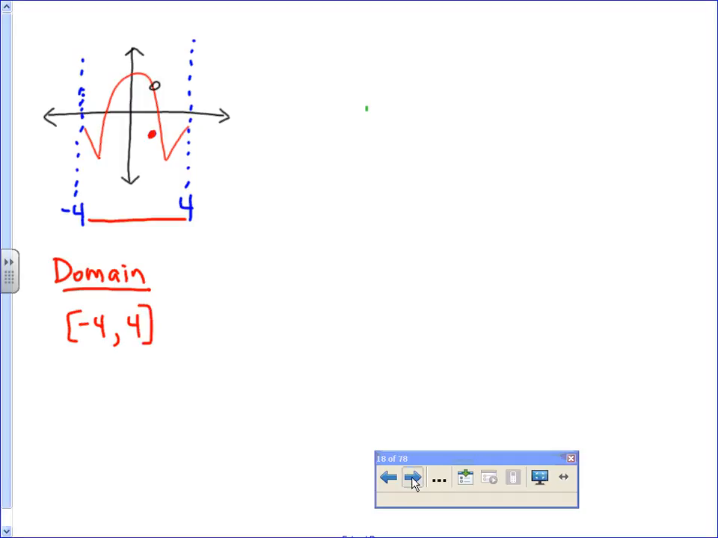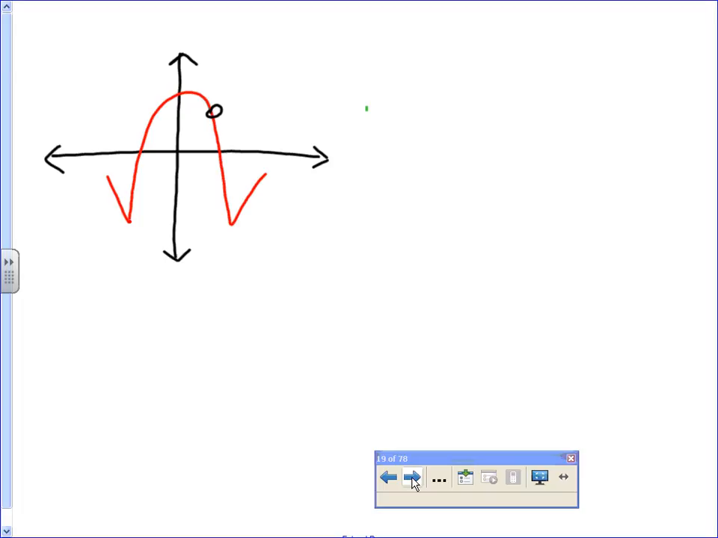Now let's talk about our range. For range, we're talking about our y value, so we're going up and down. How far down do I go and how far up? Again, I'm going to replace this point. This is a point that you should have on your graph that's not there. The furthest up I go is here, and we're going to say that's at 4. The furthest down I go is here, and we're going to call that -5.